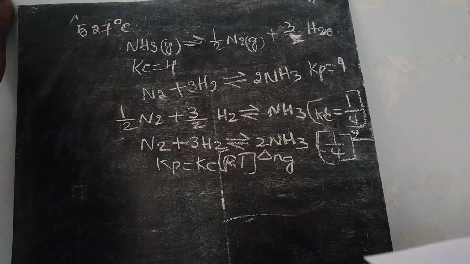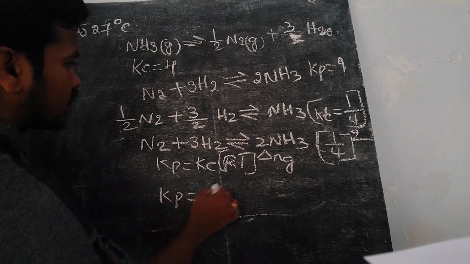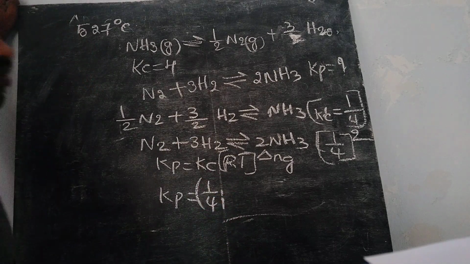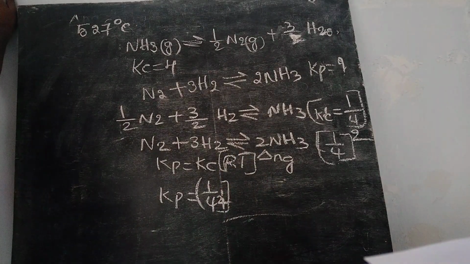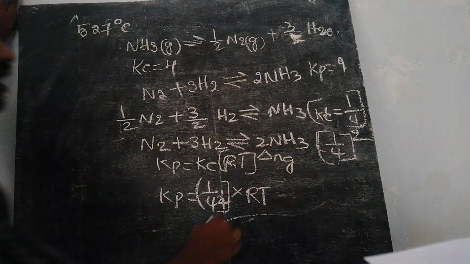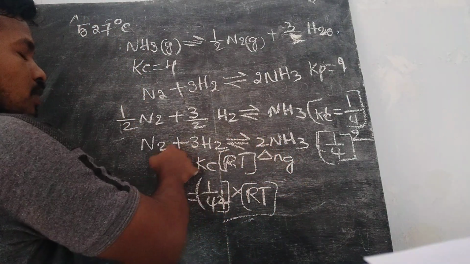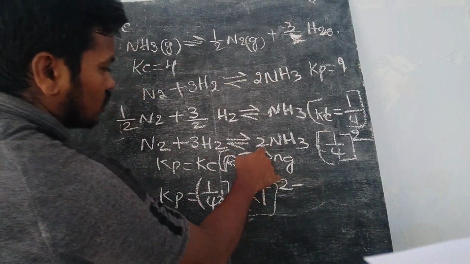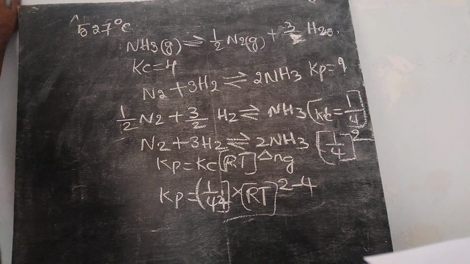Here delta Ng means the number of moles of the product minus the number of moles of the reactant. So Kp is equal to Kc, which is 1 by 4 whole square, into RT to the power delta Ng. The number of moles of product is 2, and the reactants are 3 plus 1, which is 4. So delta Ng is 2 minus 4.